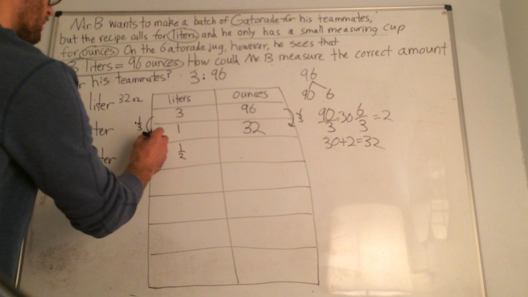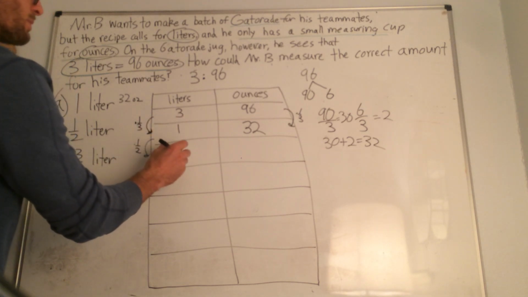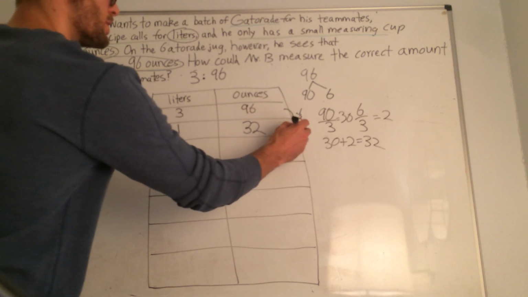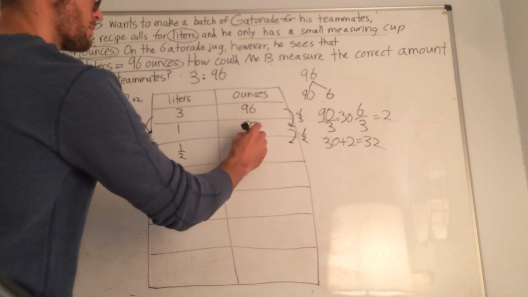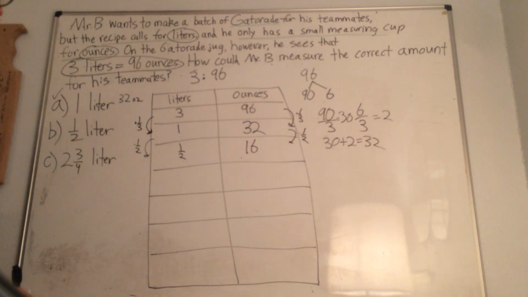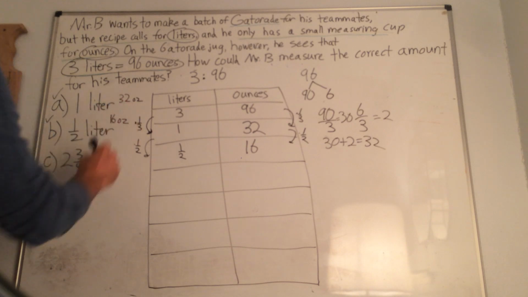So we're going from here, we're going to multiply by 1/2. So 1 times 1/2 equals 1/2. 32 times 1/2, or divided by 2, is 16. So we've solved for the second one. My other teammate wants 16 ounces.